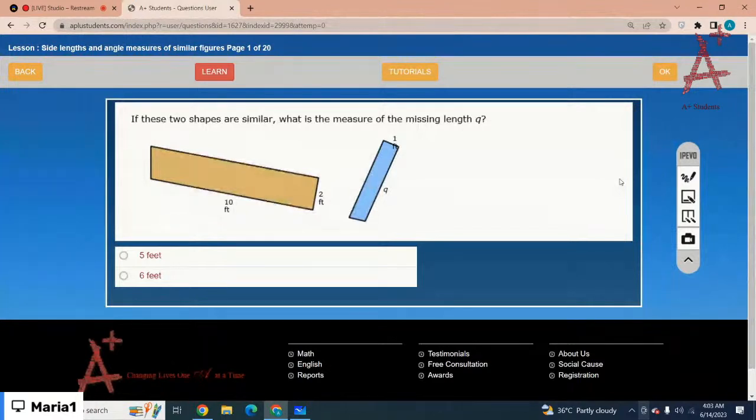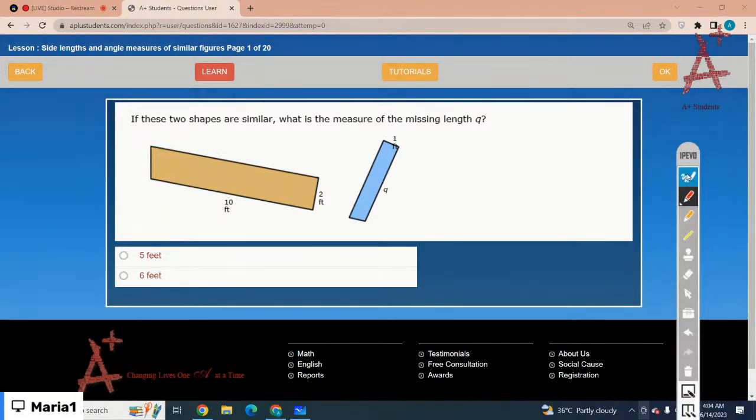Okay. If these two shapes are similar, what is the measure of the missing length Q? Now you are given the shapes. They are similar shapes. You have to calculate the missing length Q. So how do we find the missing length in similar shapes? You have to form the proportion. Let's form the proportion on the similar sides. If you rotate the image, the 10 feet is similar to Q and 2 feet is similar to 1. Got it? Just form the proportion.